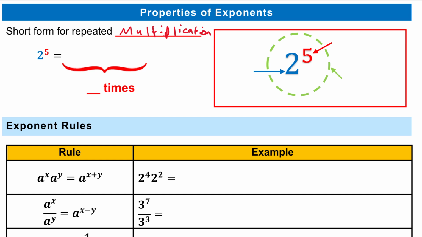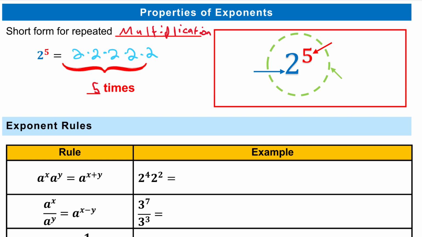It's all nice that we know a sentence, but let's say we have 2 to the 5. That means that this is 2 times 2 times 2 times 2 times 2. It's repeated multiplication. How many times in total? 5 times. So the 5 here means that we repeat the multiplication of whatever's at the bottom 5 times.